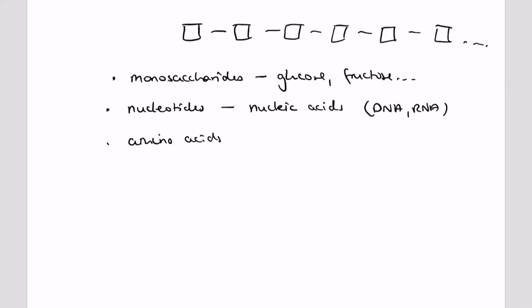Amino acids can be used to make peptide or polypeptide chains. The difference between a peptide and a polypeptide chain is just that one is shorter than the other. So polypeptides are really long amino acid monomer chains that make up your polymer, whereas your peptide chain is just a small number of amino acids which make up your polymer.